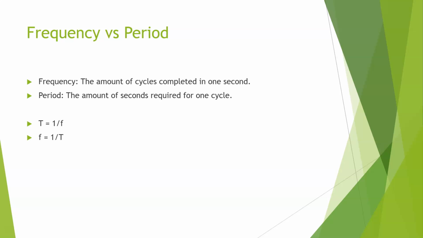Well, the truth is they're nearly the same thing. If you know the period, you know the frequency. If you know the frequency, you know the period. Frequency is the number of cycles completed in 1 second, and period is the number of seconds required for 1 cycle. So notice that what we did is we took the words cycle and second and we switched them. So the period, T, equals 1 over f, and the frequency, f, equals 1 over T.